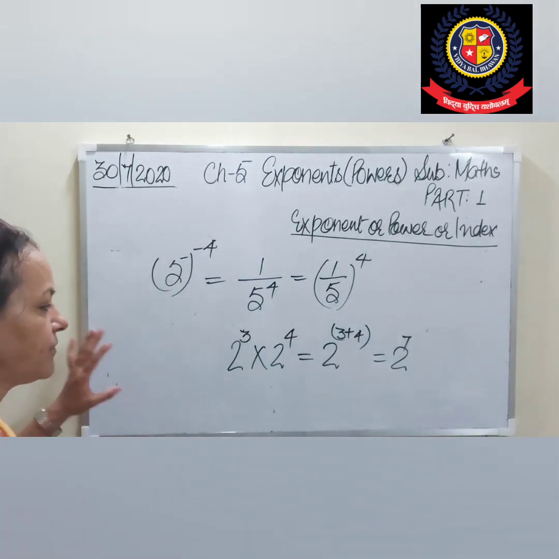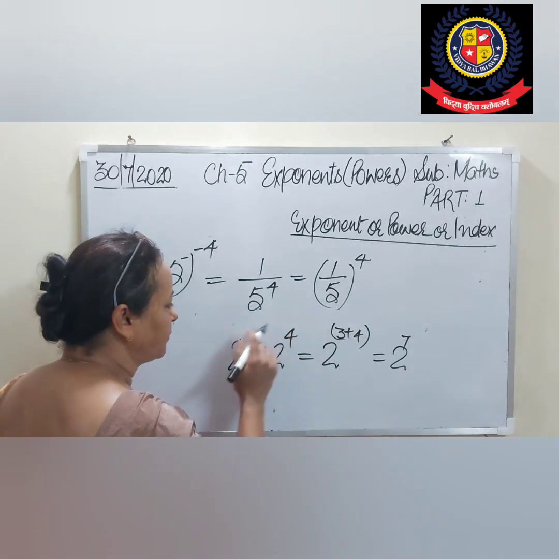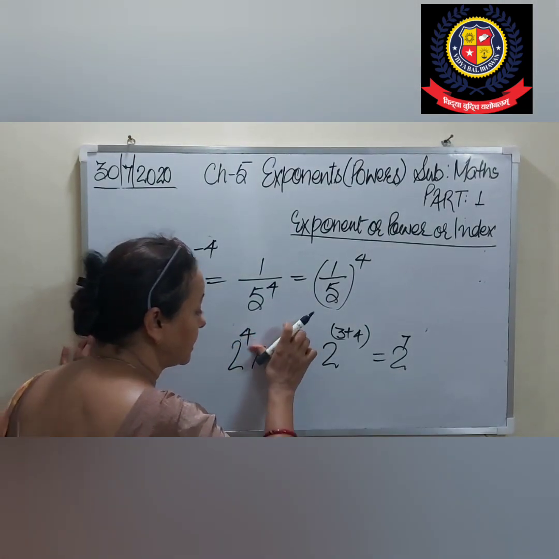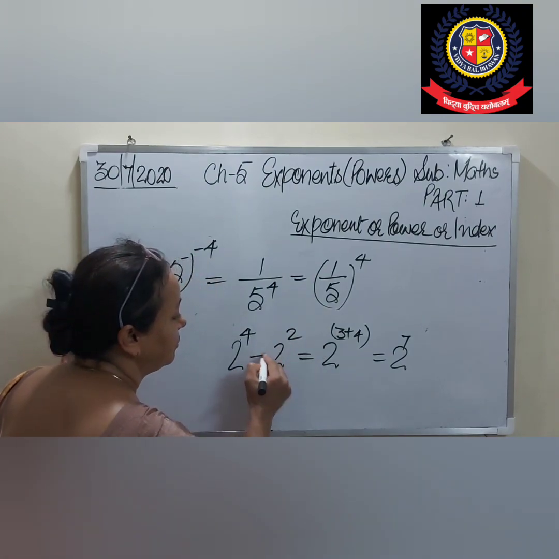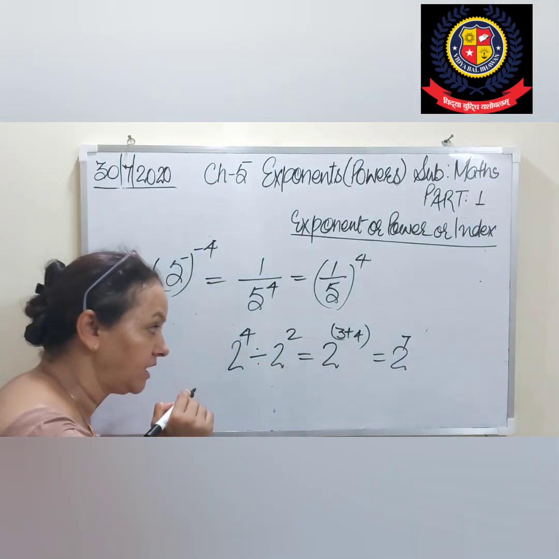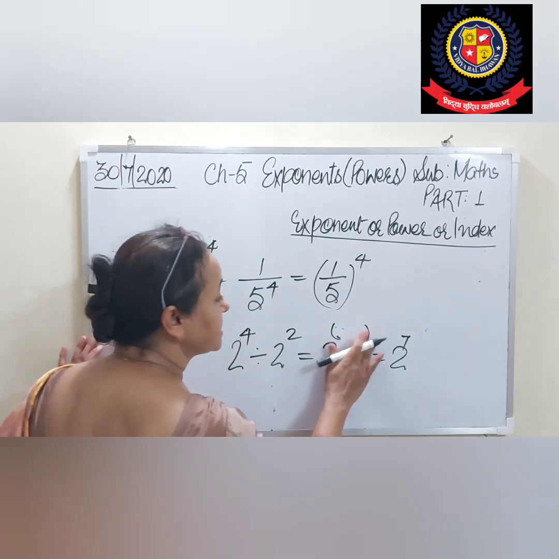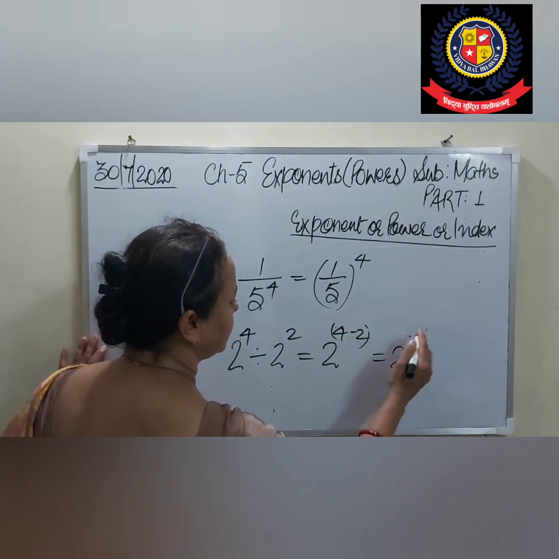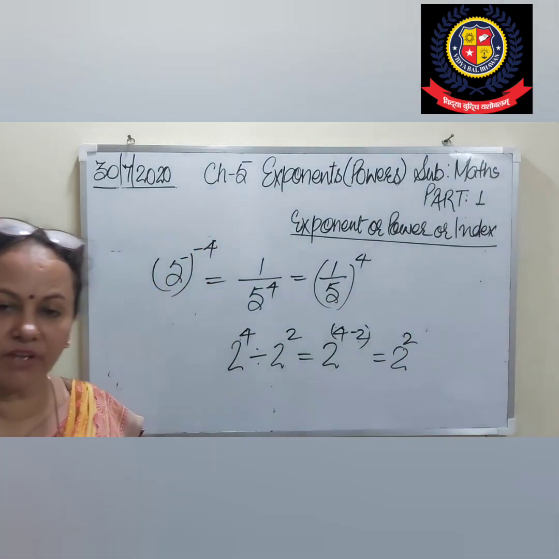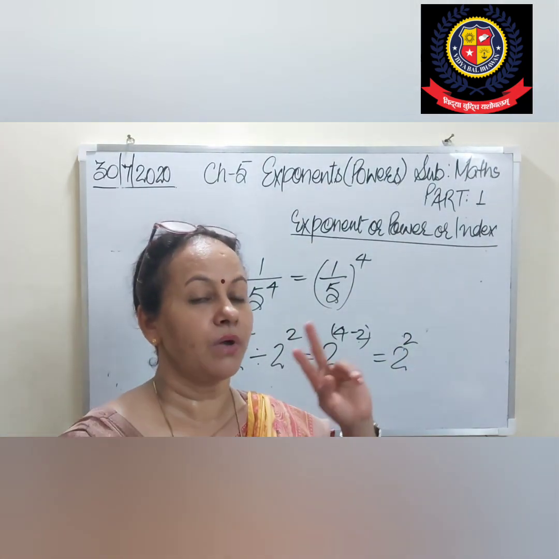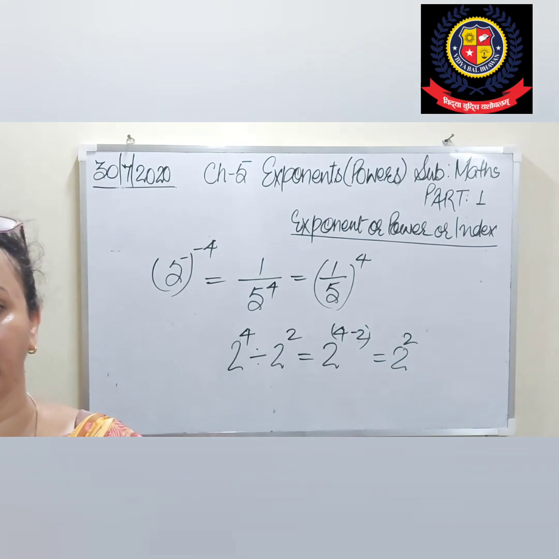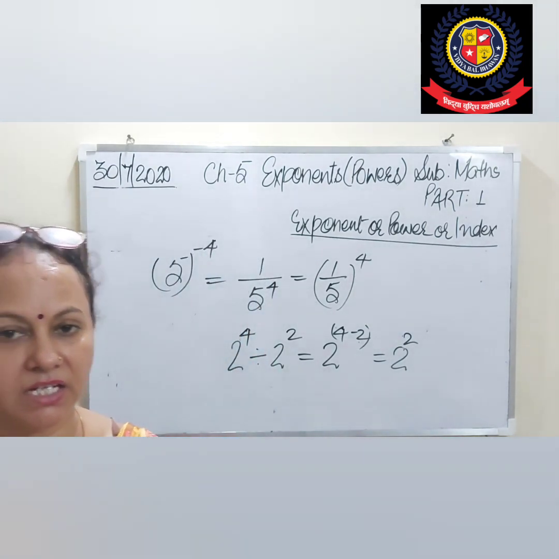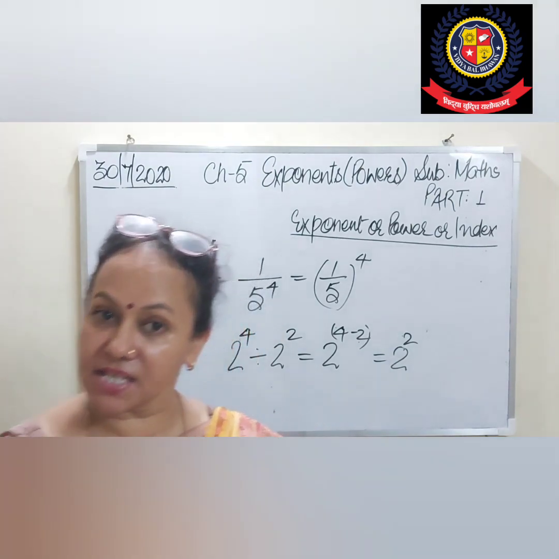So the answer will be in the form of power addition. Now, if instead this is 4, and this is 2, and the numbers are in division, when the bases are the same and they are in division, the power will get subtracted. 4 minus 2. What will it be? 2 to the power 2. We have the first two laws. When the bases are the same and they are in multiplication, their power will be added. Second, when the bases are the same and they are in division, the power will get subtracted.